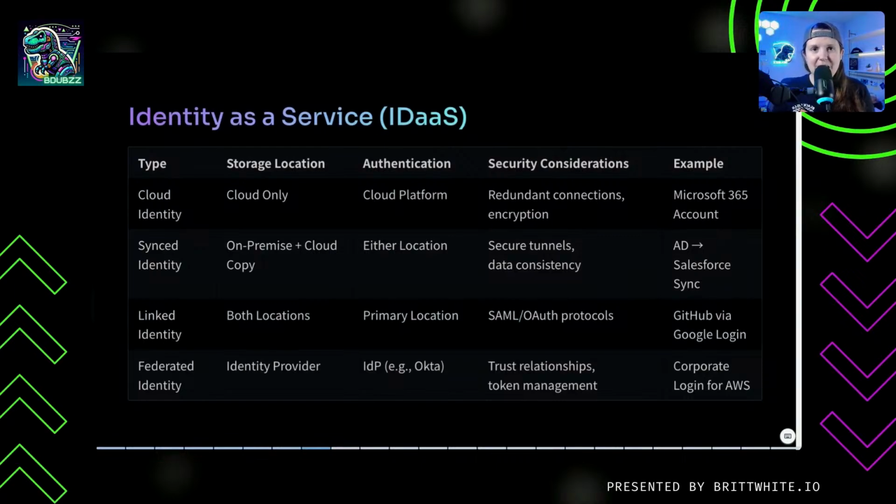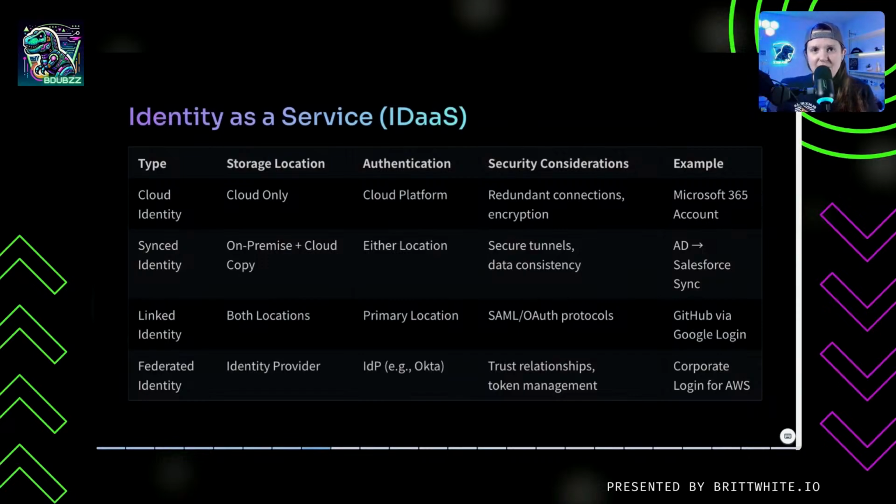Finally, federated identity hinges on trust. Strong trust relationships between all parties are essential, and secure token management is absolutely critical. These tokens are like digital keys to your kingdom, and they need to be protected at all costs.